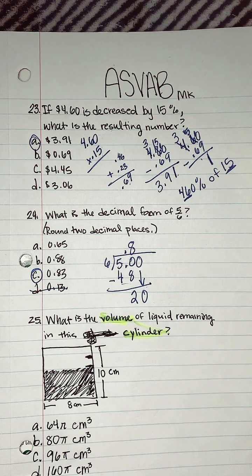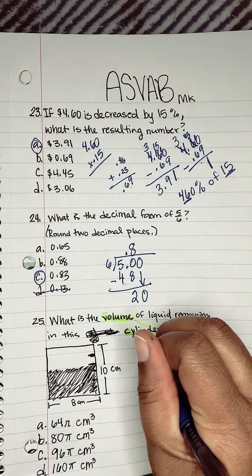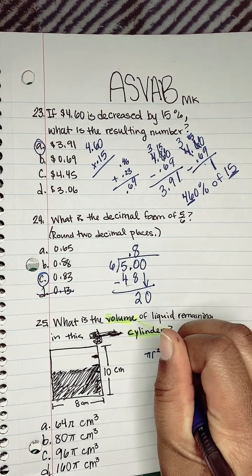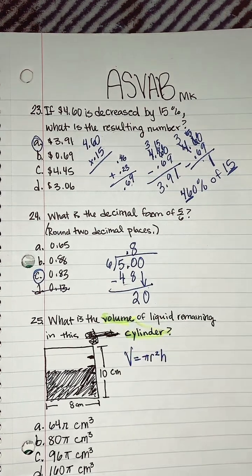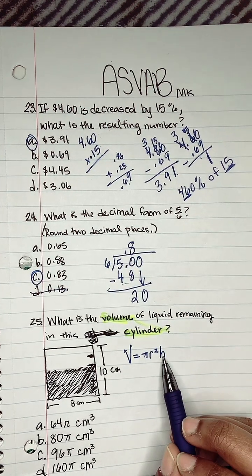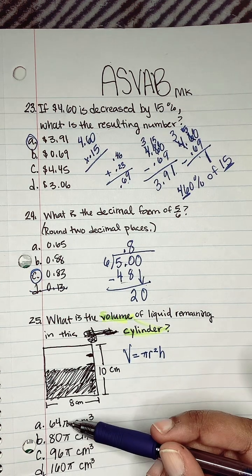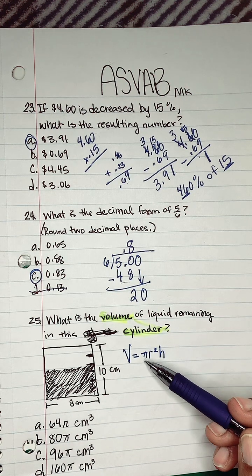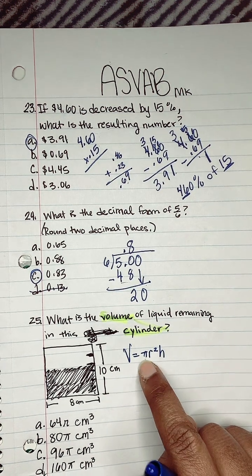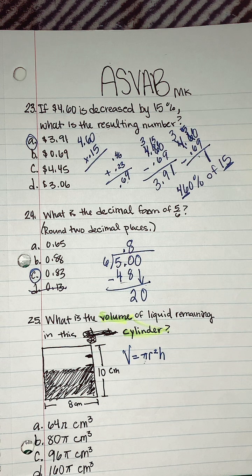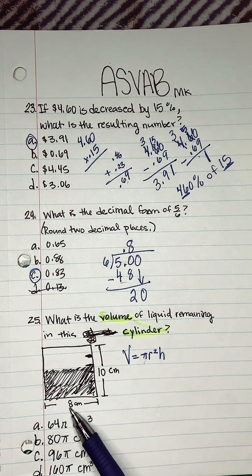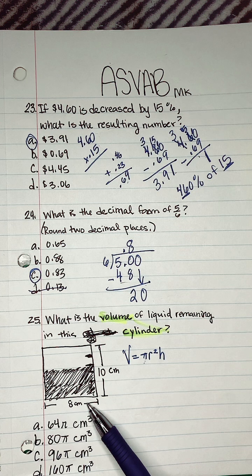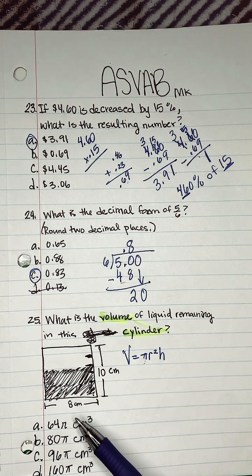But the volume of a cylinder is pi r squared times h. That's the formula. Pi r squared h. Now, if we look at our answers, every answer has a pi, so we're not going to change this pi to 3.14. You leave it as pi. All right. Now, here, they told us that this is the diameter. Does anybody remember how to find the radius?